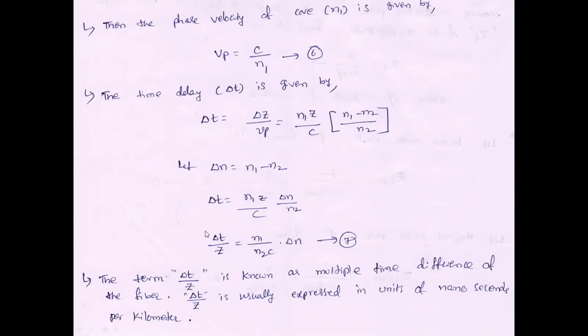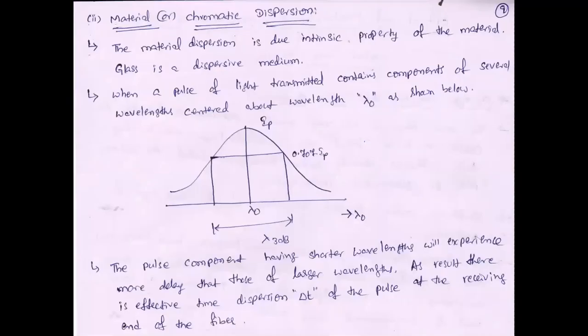This delta t by z shows the multimode time difference of the fiber, and its unit is in terms of nanoseconds. Right. In this derivation, we are calculating the path difference between the straight line path and the zigzag path, and how much time delay we get between them. Which one takes more time to transmit from the transmitting end to the receiving end? The zigzag path gets more delay.